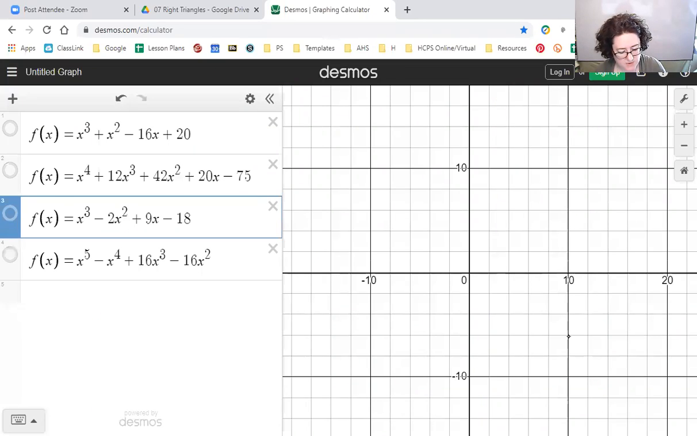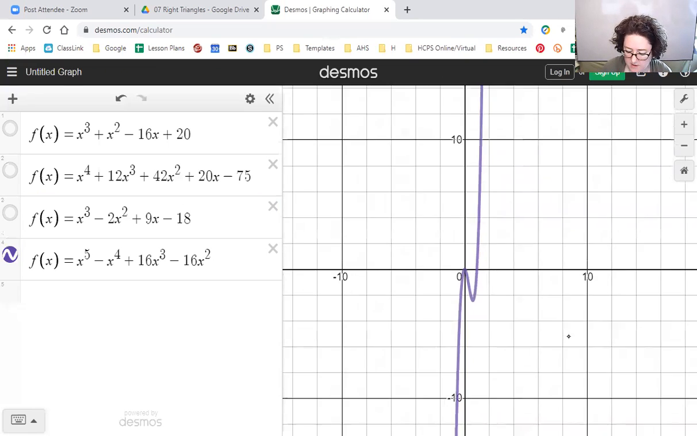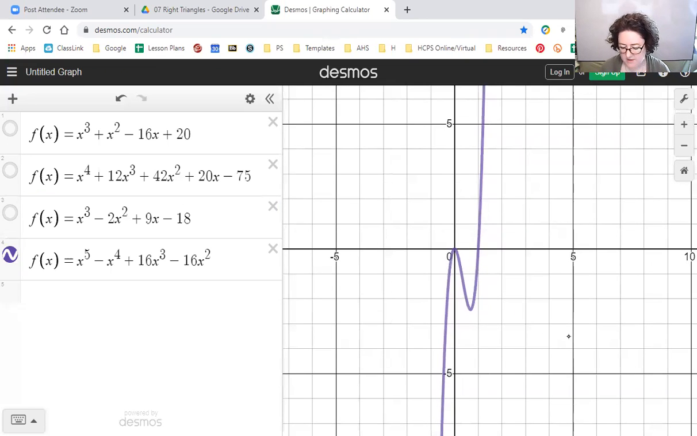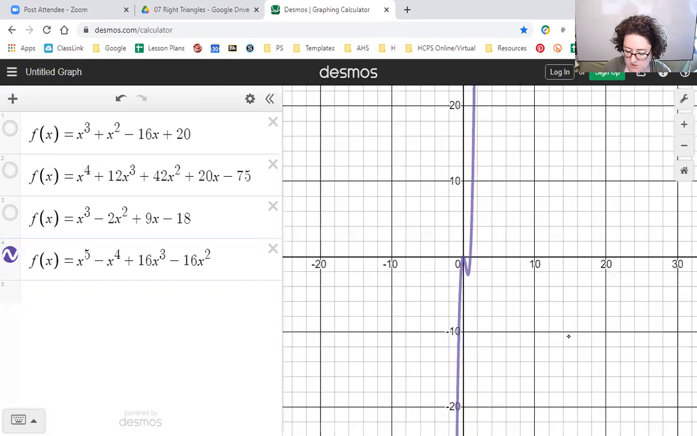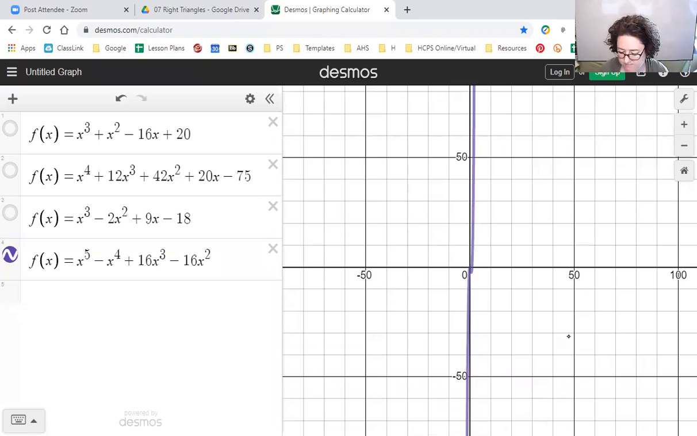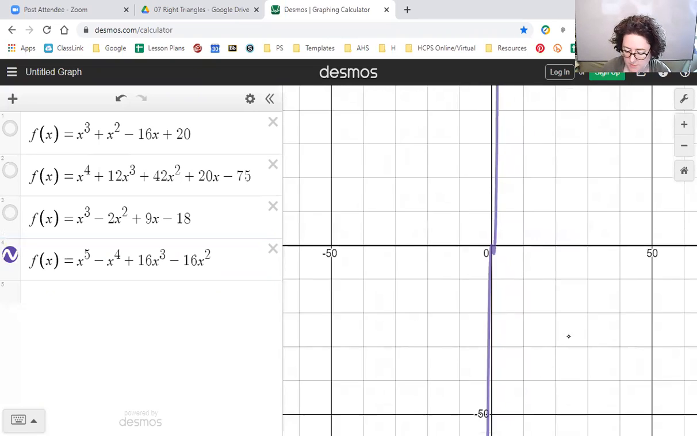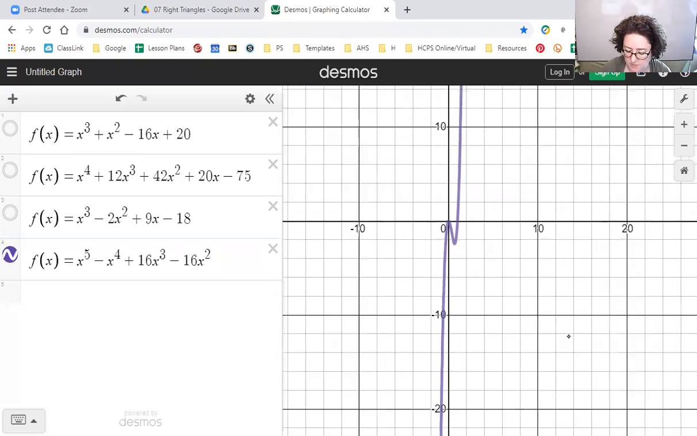Okay, so this is the last one I have in here, x to the 5th minus x to the 4th plus 16x cubed minus 16x squared. And we've got kind of this little dip happening in the middle. We have a double root happening right at 0, 0, and we have a single root happening at the 1, but that only accounts for 3 of our zeros. Let's go ahead, zoom out, make sure it doesn't intersect anywhere else. Nope, it's just going straight up and down pretty much, aside from that little dip in the middle.